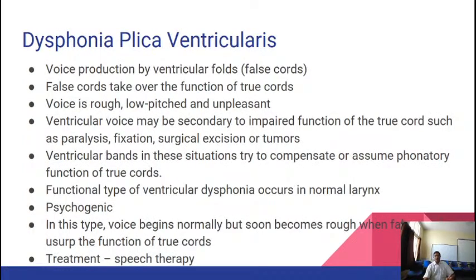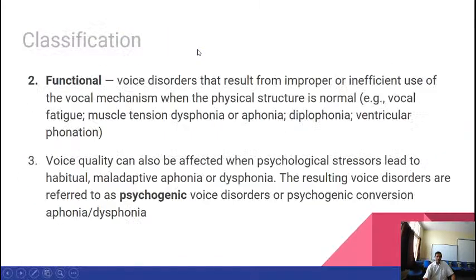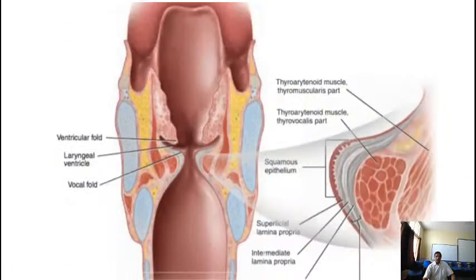Now we will go into some of the disorders which tell us about the hoarseness of voice, the conditions of hoarseness of voice. One is called dysphonia plicaventricularis, which is quite commonly seen. This voice is produced basically by the false vocal cords. I'll show you the diagram again. It is produced not by the true vocal cords but by the false vocal cords, and the voice is not as good as the voice that is produced by the true vocal cords.